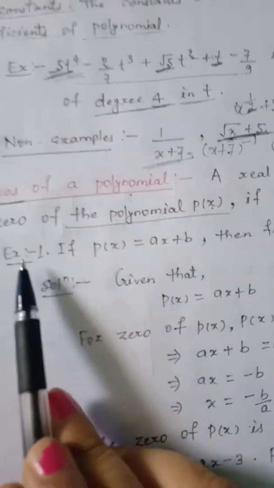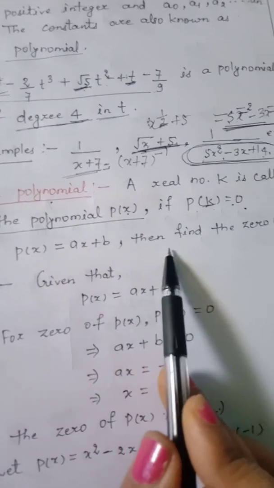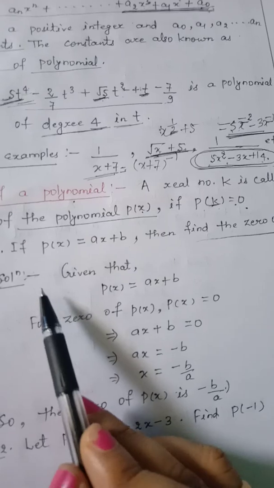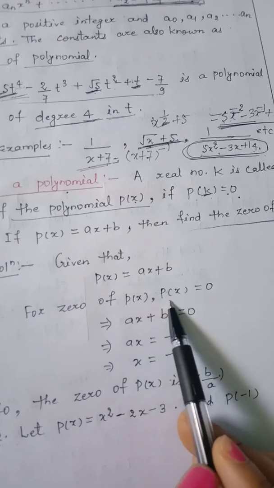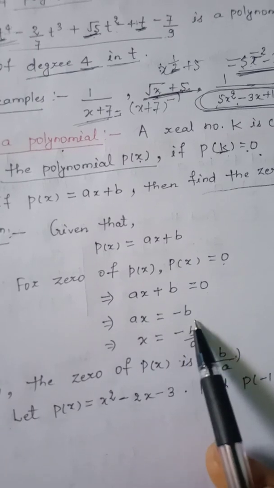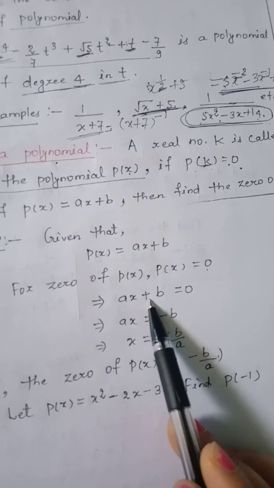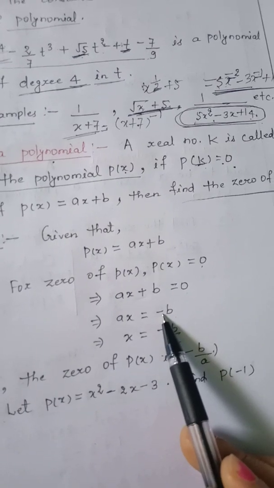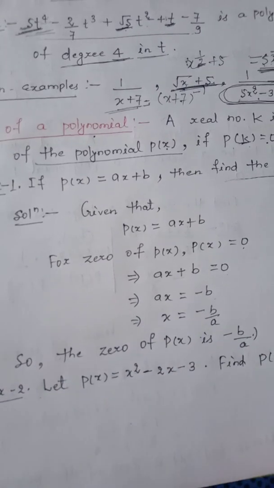Okay, now see the example. First example: if p(x) equals ax plus b, then find the zero of p(x). Given that p(x) equals ax plus b, for the zero of p(x) it should be equal to 0. So ax plus b equals 0, ax equals minus b. If we write b on the right hand side, and here the sign of b is positive, then it must be negative on the right hand side. So x equals minus b by a. So the zero of p(x) is minus b by a.